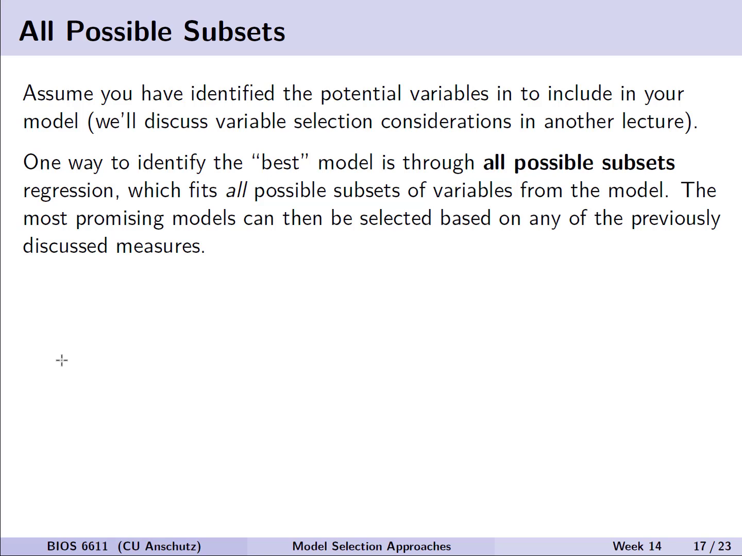If we have questions about which variables to include, and for example, if we have that large observational study where we've collected a lot of data that may be extraneous, we'll discuss that a little bit more in a subsequent lecture. But once we've identified the subset of variables we're interested in, one of the ways we can identify the best model is through an all possible subsets regression. And this will fit all possible subsets of variables from the model. The most promising models then can be selected based on any of the previously discussed measures, including R-squared, any of the model selection criteria, Mallows Cp, or even directly looking at things like the mean square error.